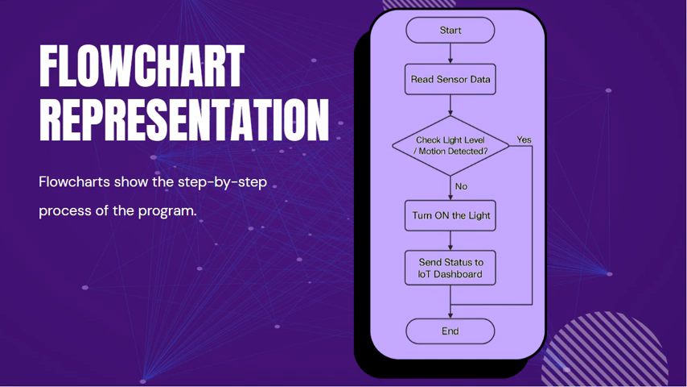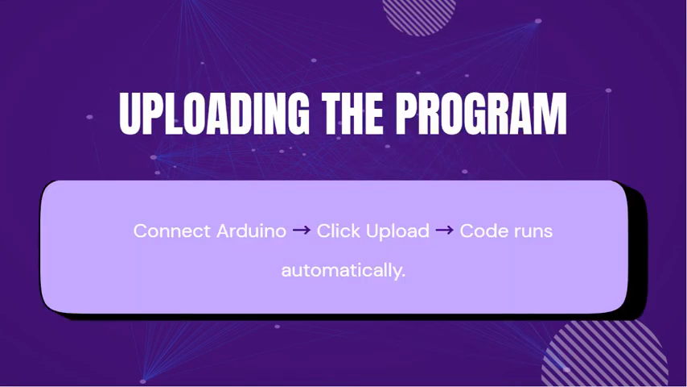So next, we have uploading the program. To upload your program, upload your code to the Arduino, so simply connect it to your computer. Click the upload button in the IDE and watch as your program runs on the device. So connect Arduino, click upload, code runs automatically.